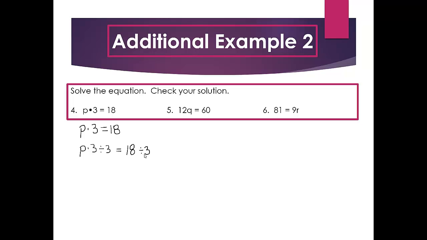You can see that on both sides of our equation, we're doing the same thing. We're dividing by 3. If we have p and we multiply it by 3, and then we divide it by 3, those are going to be canceled out. So we're just going to be left with p. And 18 divided by 3 is 6. If we take this answer and plug it back in, 6 times 3 is 18. So our answer is correct. p equals 6. For number 5, we have 12q equals 60.